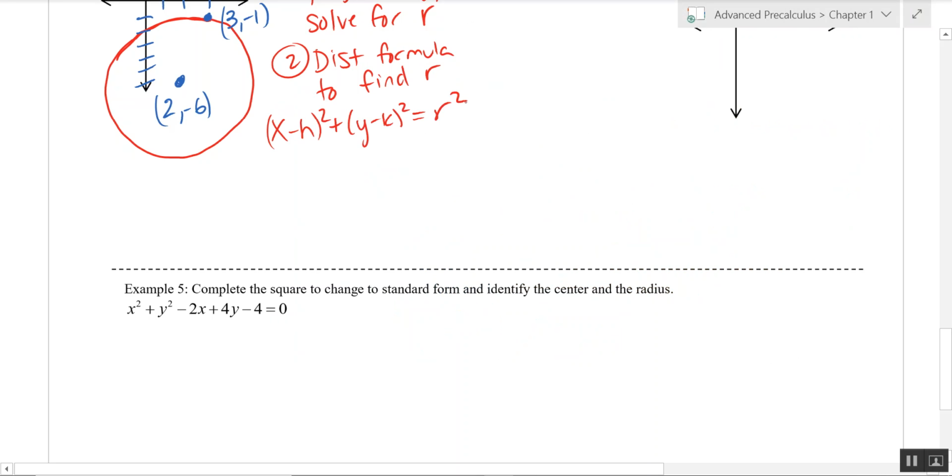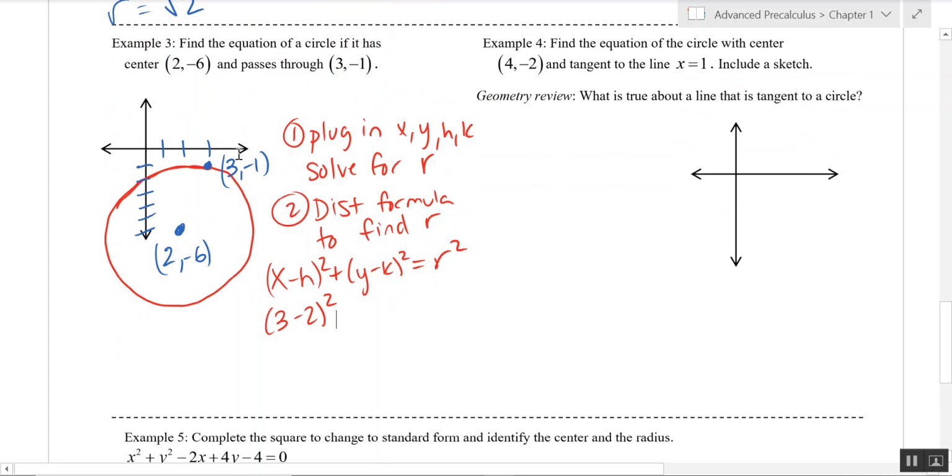And so we'll plug in x and h. Looks like 3 minus 2. And y and k. And just to be clear, this is (h, k) over here, and this is our point on the circle, which is our (x, y) coordinate in that formula. So I got 3 minus 2 squared, and we've got negative 1 minus negative 6, or negative 1 plus 6. This gives us 1 squared, or 1, plus 5 squared, or 25. Or 26 is equal to r squared.